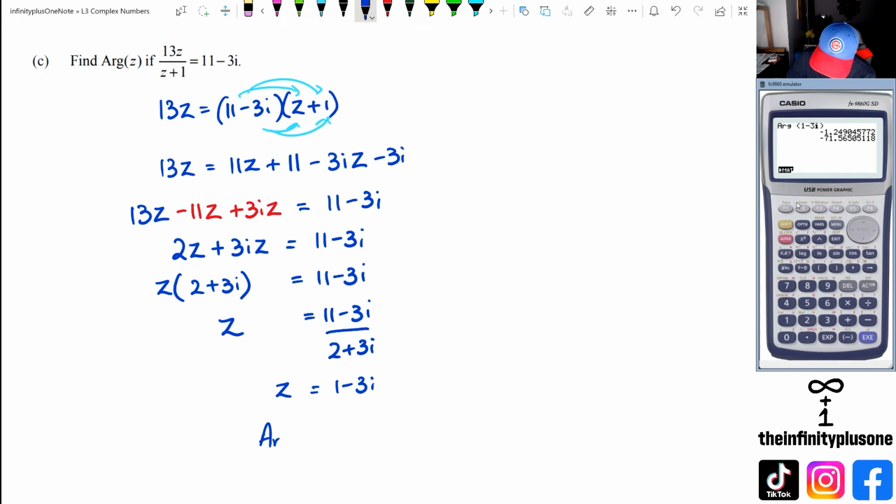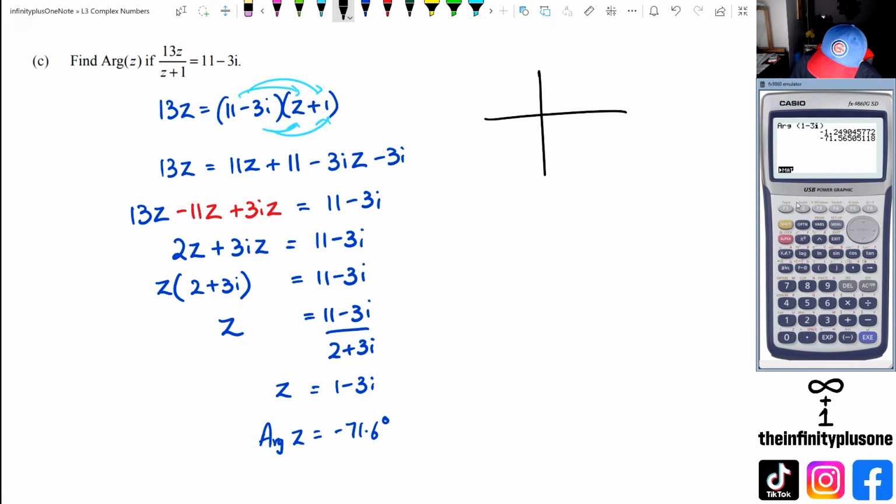So we can say the argument of z is equal to negative 71.6 degrees. And in the answer schedule, they do give negative 1.25 radians as well, so you've got both options there. But if your calculator can't do this, then you'll have to do this manually.